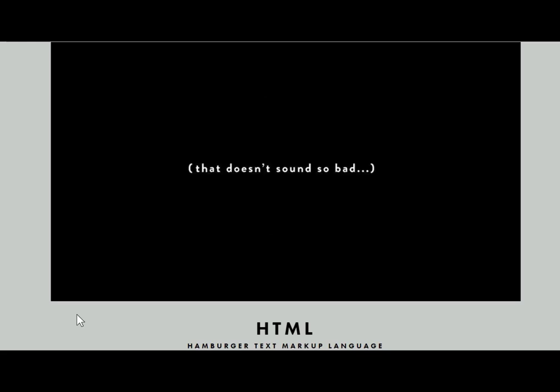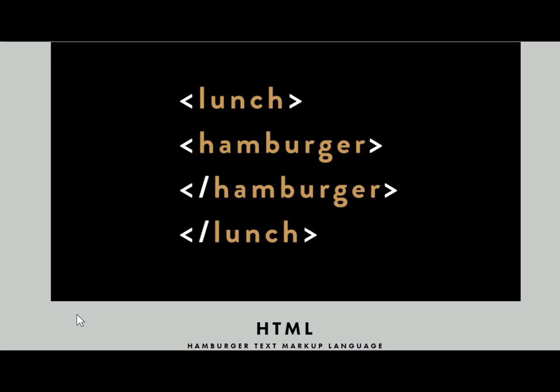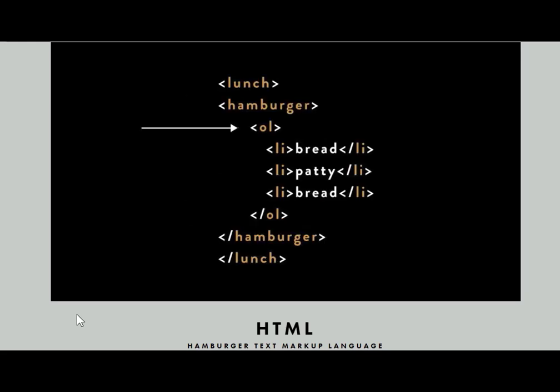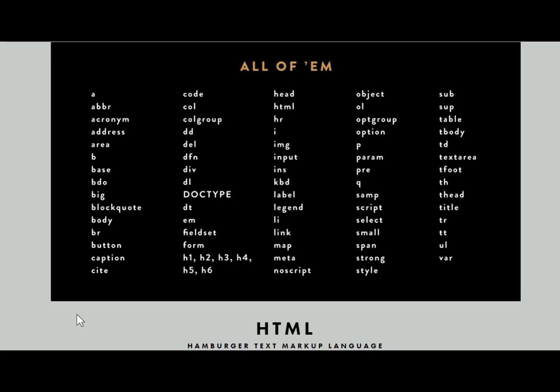So now that I've started lunch, let's define what I'm having. As you can see, while hamburger is within lunch, I still have to end the hamburger before I can end lunch. Otherwise, I'd be walking around with a hamburger all day. Let's use a real HTML tag to define our ingredients of the hamburger. There are actually a very limited set of real HTML tags, and I'll link to them in the notes below in case you want to go exploring.